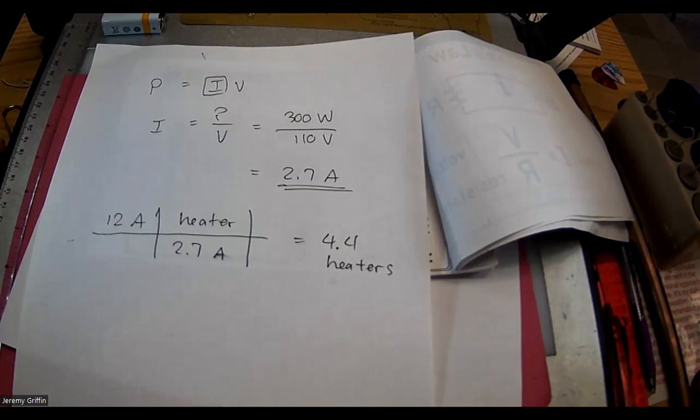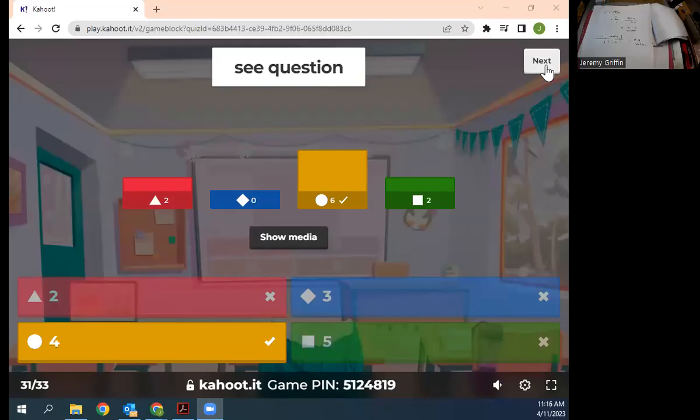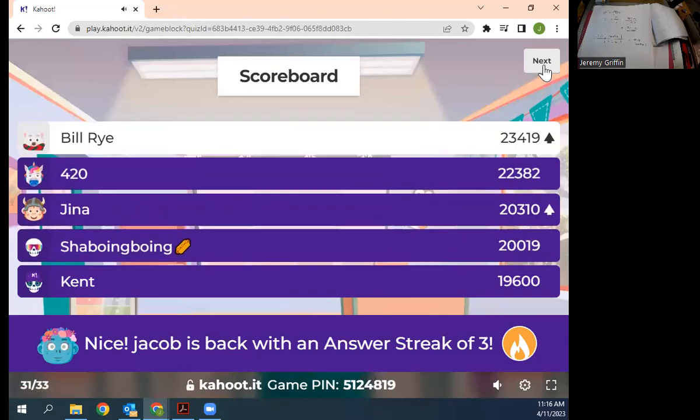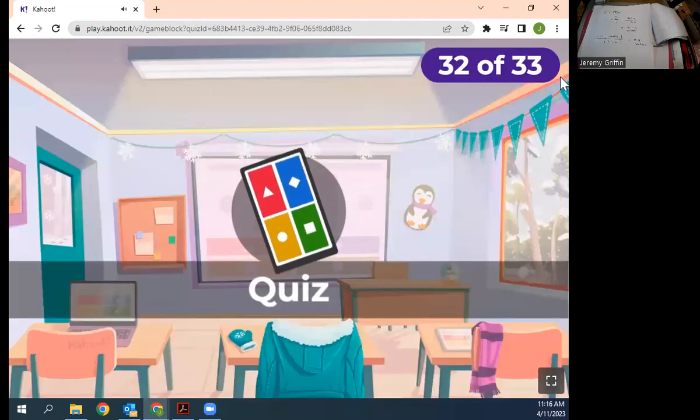4.4, integers, right? Whole numbers. Still rolling.